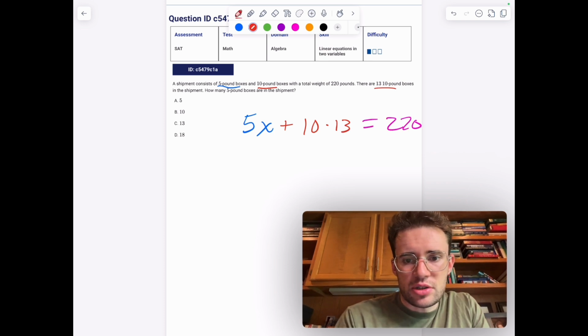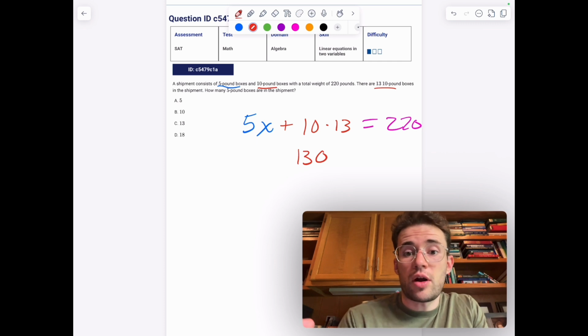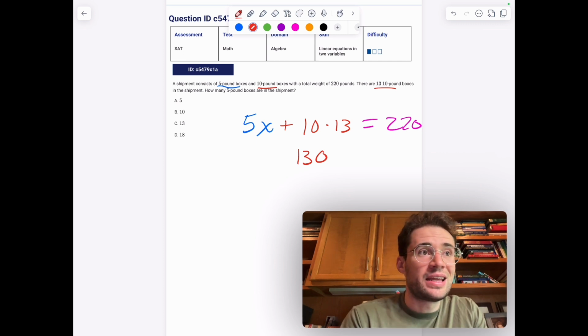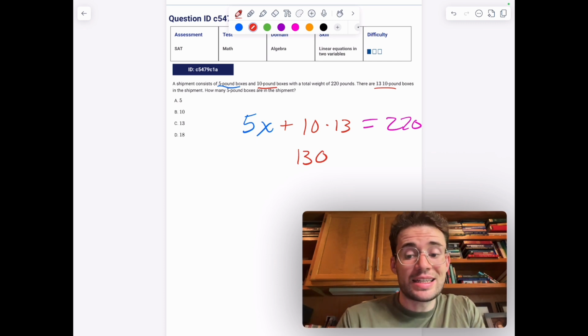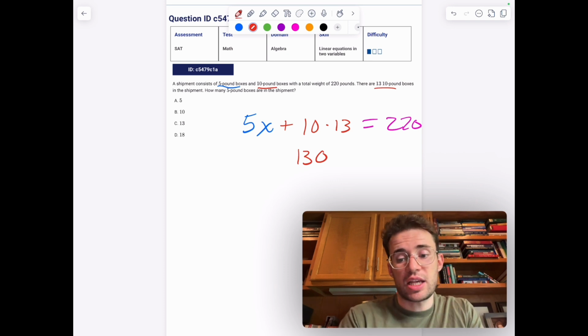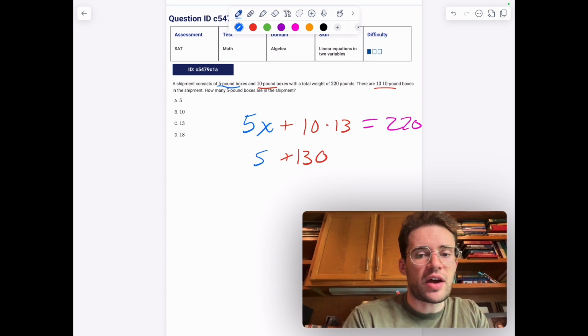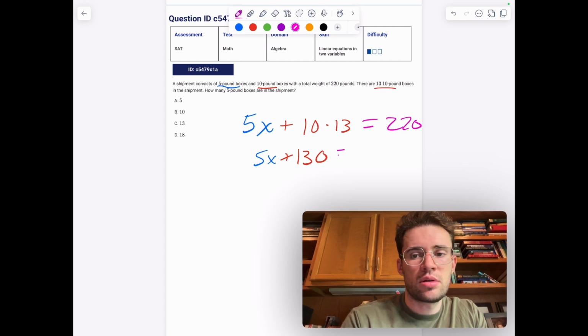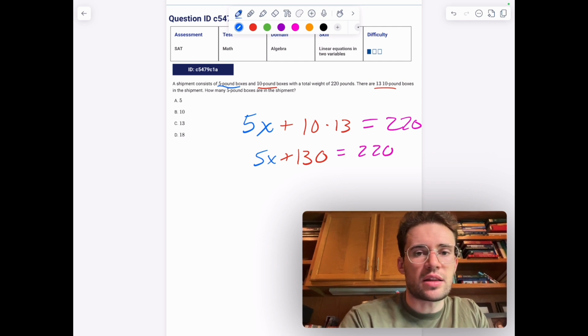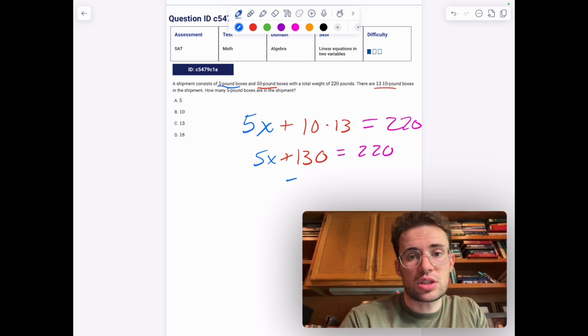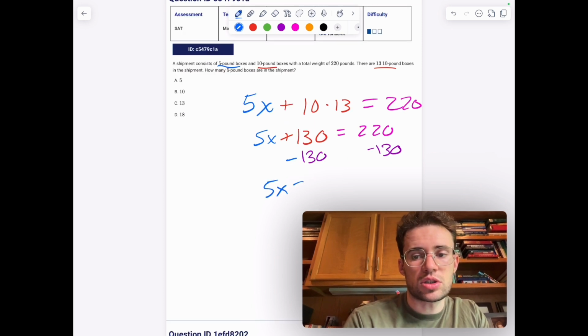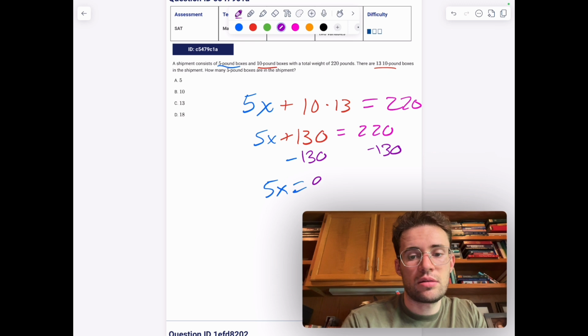And now 10 times 13 is 130. So that's the total pounds that are from 10-pound boxes, because you have 13 10-pound boxes. So each of those is 10, so 13 times 10 gives you the total weight of those. Now we have 5x plus 130 equals 220. To get the 5x alone, or the x's alone, you just subtract 130 from both sides. And that would mean 5x is equal to 220 minus 130 is 90.